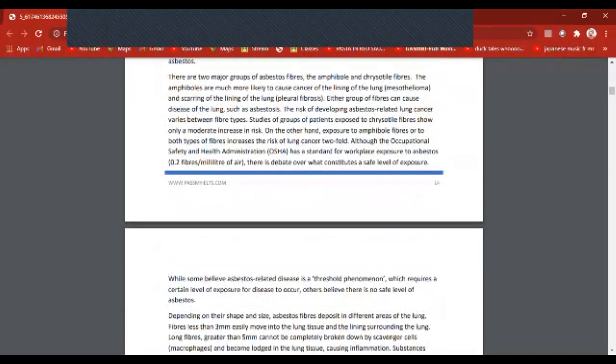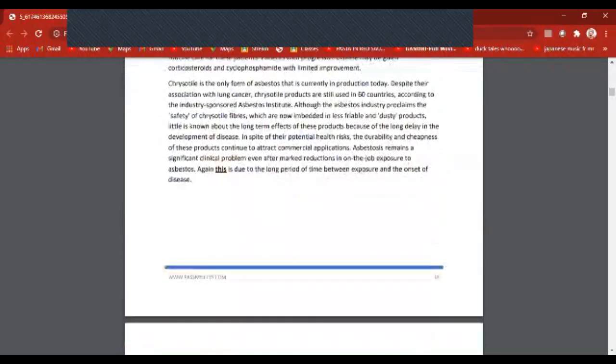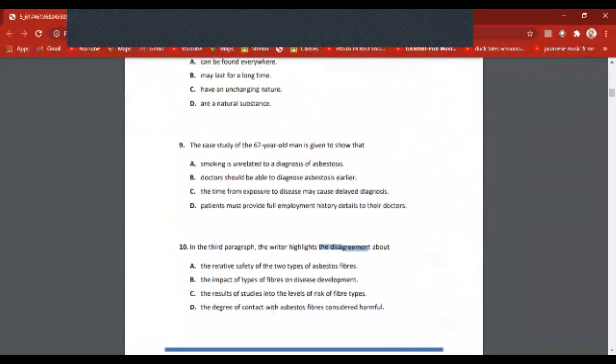So the debate is over what constitutes a safe level of exposure. So level of exposure, can we say it is related to the degree of contact? Is it similar to that? Degree of contact means how much it is exposed. Did you see the similarity? Degree of contact, level of exposure, is it not the same thing? Yes. Degree means level.